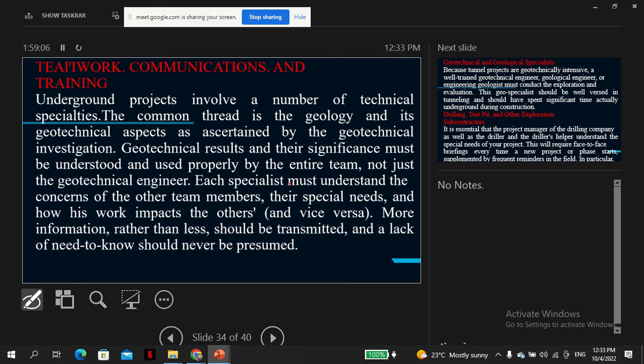So underground projects involve a number of technical specialties. The common thread is the geology and its geotechnical aspects as ascertained by the geotechnical investigations. Geotechnical results and their significance must be understood and used properly by the entire team, not just the geotechnical engineer. So everyone involved has to understand, because you are doing geotechnical work. The geotechnical engineer is a specialist with the soil, but still he needs to communicate effectively to the other people.